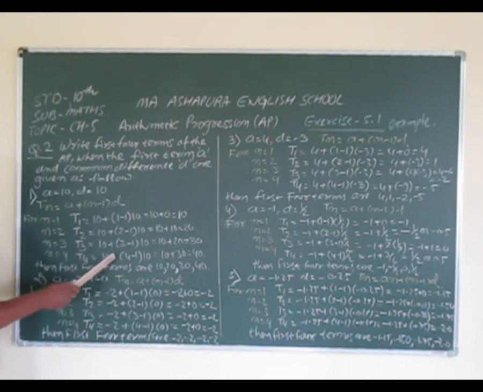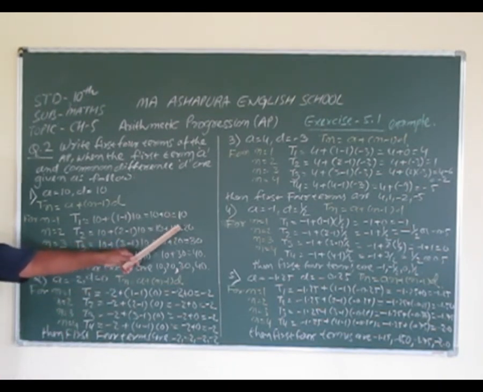T4 is equal to 10 plus, once again, 4 minus 1 into 10. 4 minus 1 is equal to 3. 3 tens are 30. So 10 plus 30 is equal to 40. Then in the first question, the first 4 terms are 10, 20, 30 and 40. Now let's go into the second example.